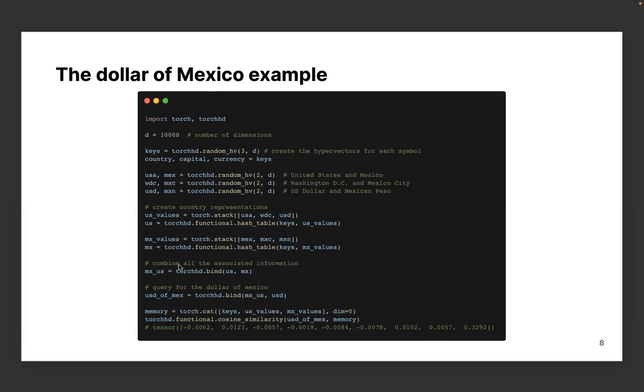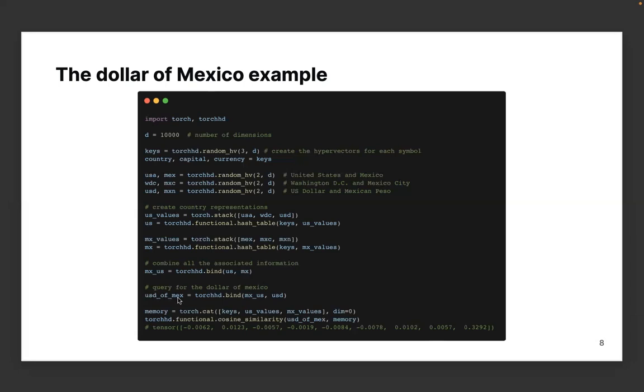Then we combine all the associated information using a bind operation, which will undo the currency times currency. So you're left with only the US dollar times Mexican peso, and some other noise also in here, but so that when you then bind again this combined representation with the US dollar, you'll now undo the US dollar hypervector and be left with a noisy version of the Mexican peso.